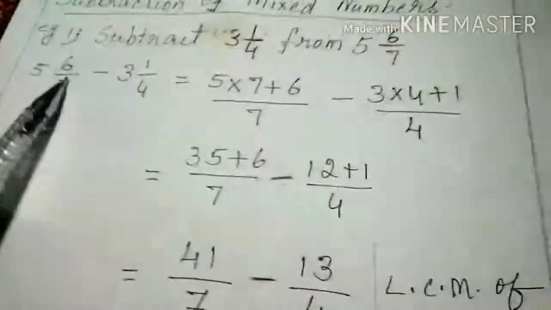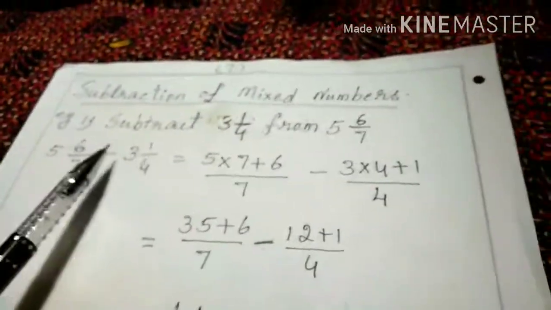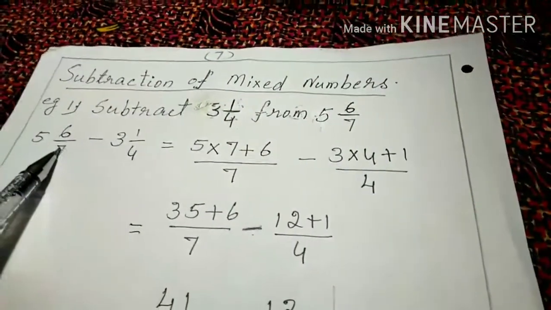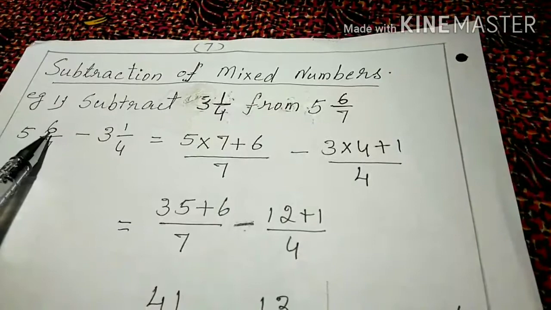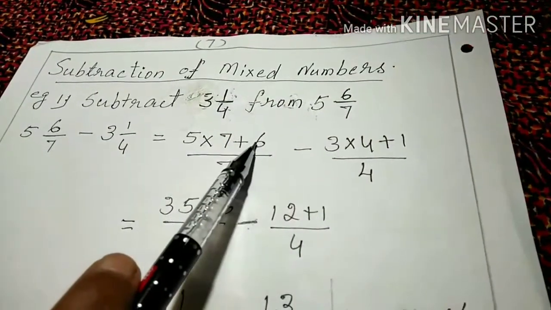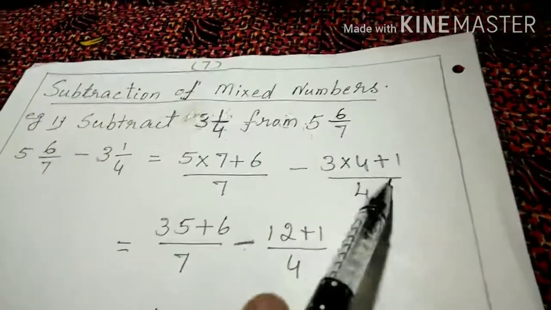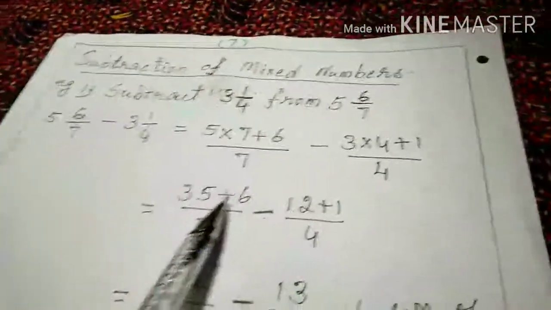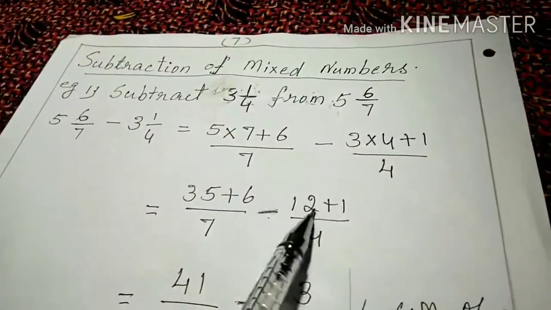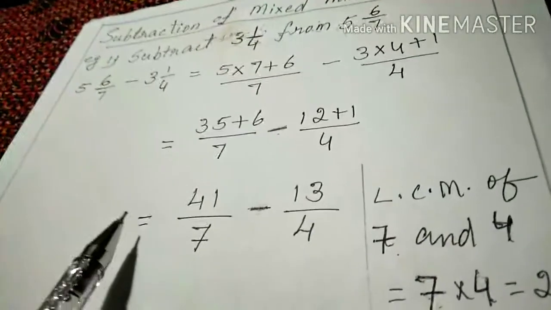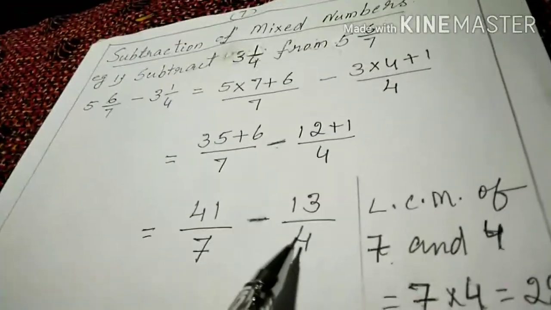5 6 by 7 minus 3 1 by 4 is equal to: multiply the whole number with the denominator of the fraction and then add the numerator to that product. 5 into 7 plus 6 by 7 minus 3 into 4 plus 1 by 4. That is equal to 35 plus 6 by 7 minus 12 plus 1 by 4. That is equal to 41 by 7 minus 13 by 4. Converting the mixed fractions into improper fractions.